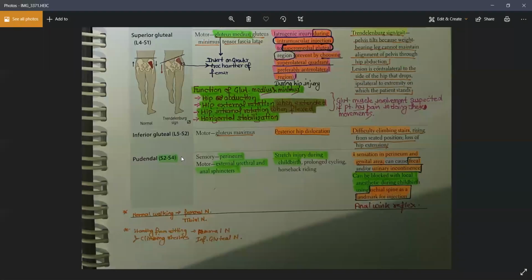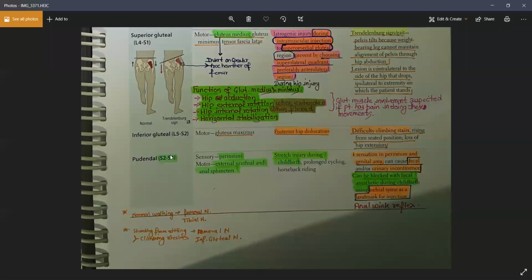Finally, you have the pudendal nerve, supplied by the S2, S3, and S4 nerve roots. Very important to note the nerve roots, right? For sensory, it supplies your perineum. For motor, it supplies the external urethral and the anal sphincters, and these sphincters are voluntarily controlled, right? And nerve damage can occur during a stretch injury during childbirth.